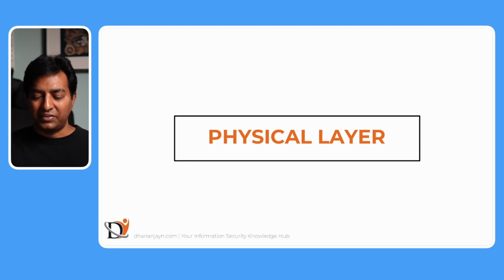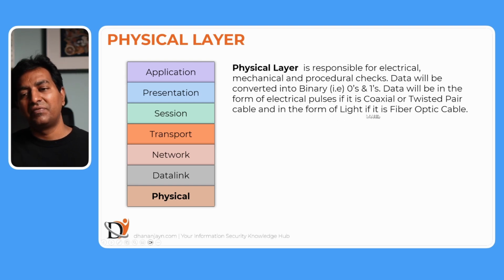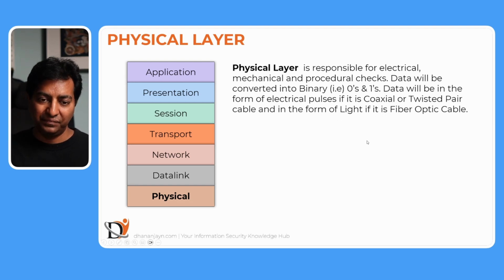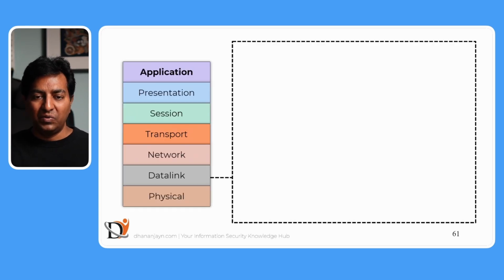So friends, let's talk about the physical layer. The physical layer is responsible for electrical, mechanical and procedural checks. Data will be converted into binary zeros and ones, and data will be in the form of electrical pulses if it is a coaxial or twisted pair cable, and in the form of light if it is a fiber optic cable. Devices working at the physical layer are hubs, repeaters, cables, and modems.